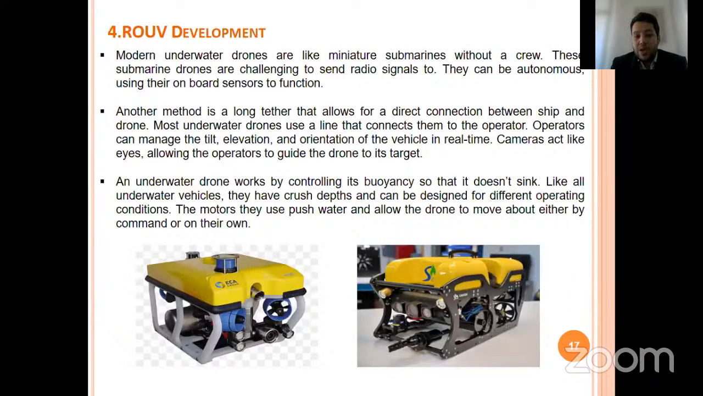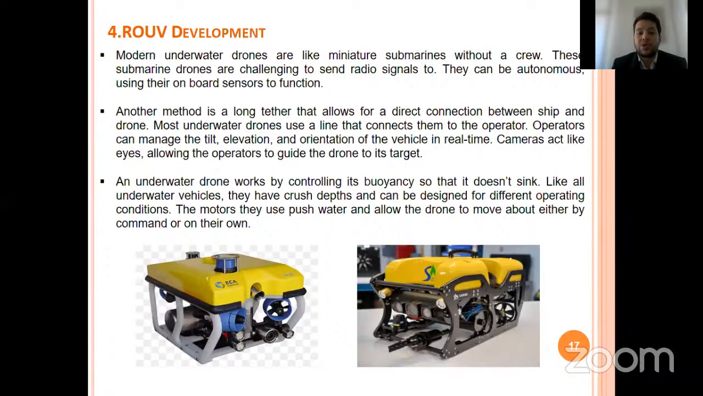So modern underwater drones are like miniature submarines without crew. These submarine drones are challenging to send radio signals to. They can be autonomous, using their onboard sensors to function. Another method is a long tether that allows for a direct connection between ship and drone.